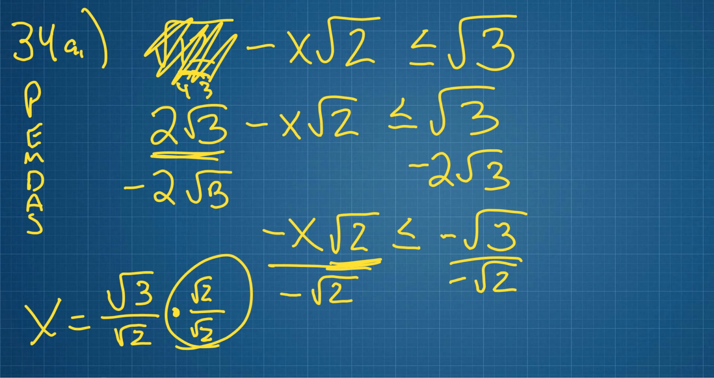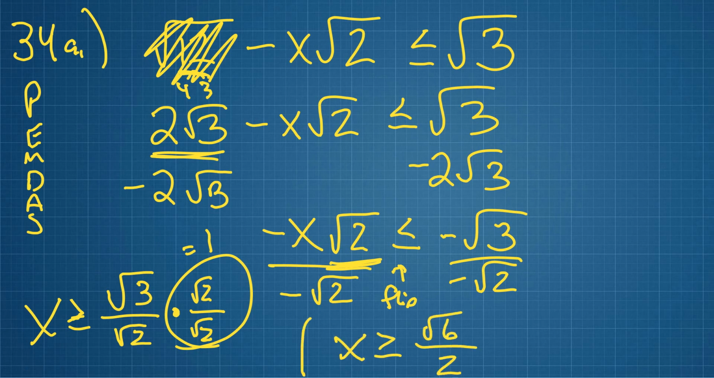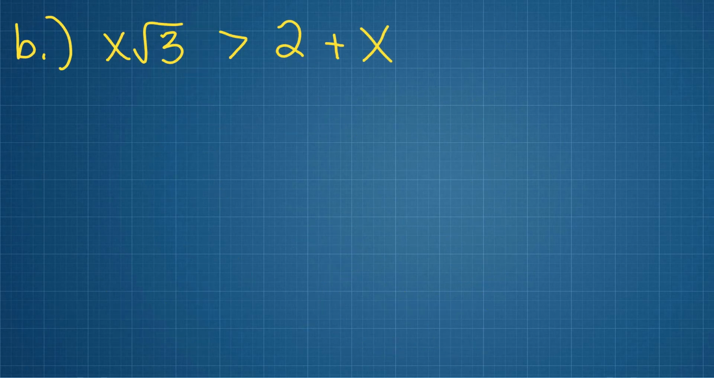It's an easy conjugate. Remember, that has to equal 1. So my final answer, and remember, when you divide by a negative, it flips this. So I get x is greater than or equal to radical 6 all over 2. Right. We'll probably go over that one in class in a little bit more detail.